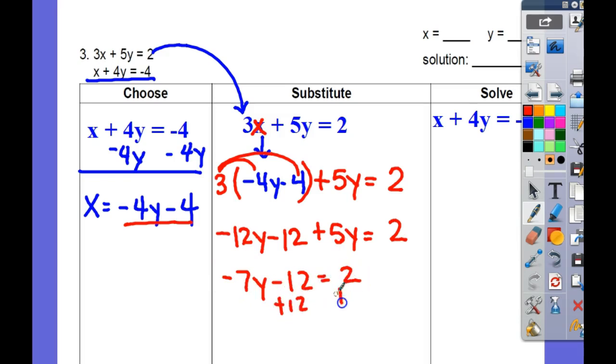Add 12 to both sides. Divide both sides by negative 7, and that is what y is equal to.